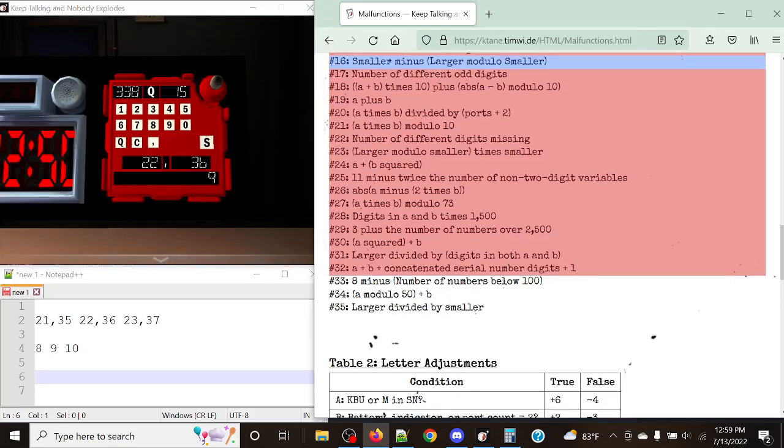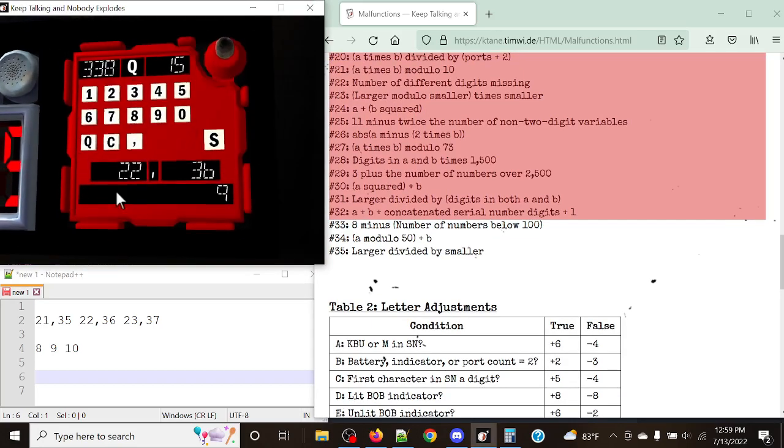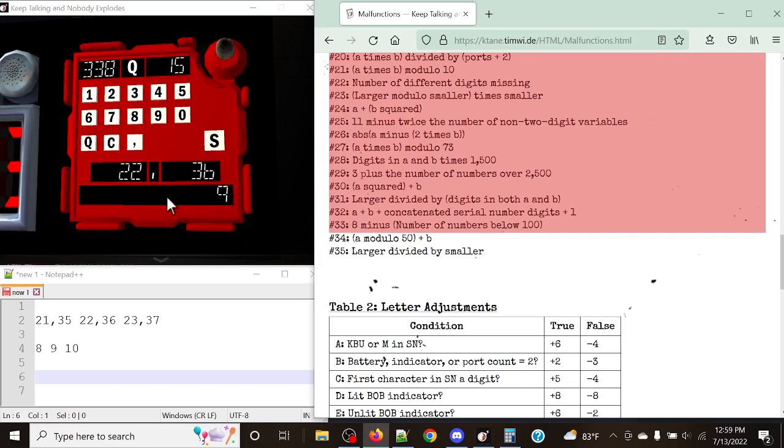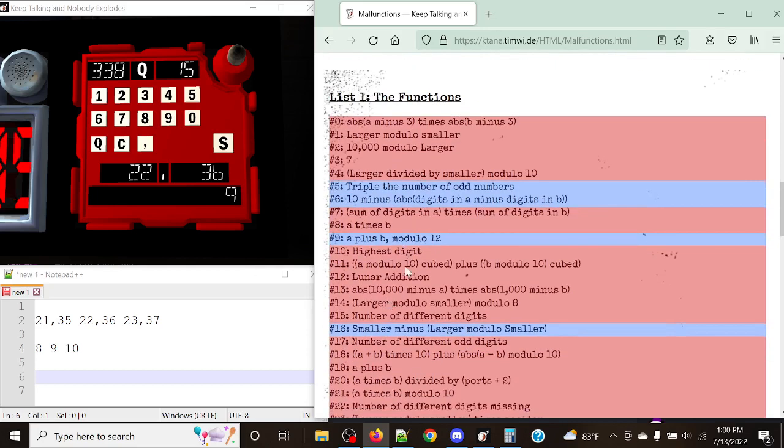Next, 8 minus the number of numbers below 100. 8 minus 2 is going to result in 6. That's not within the range of the possible numbers here. A modulo 50 plus b, that's not going to work, and larger divided by smaller, not going to work. So already we have a lot of options crossed off here.